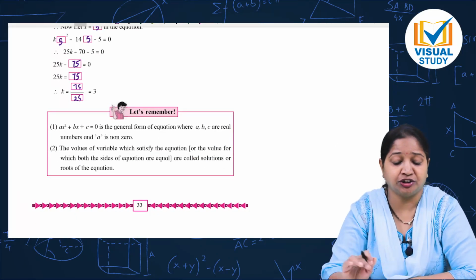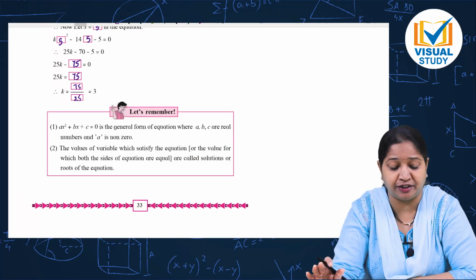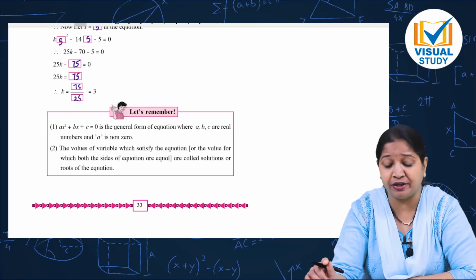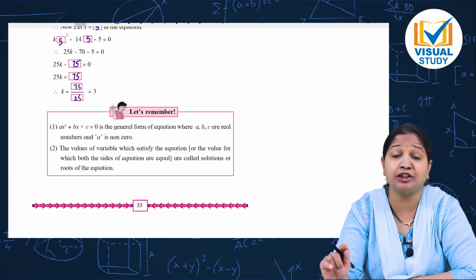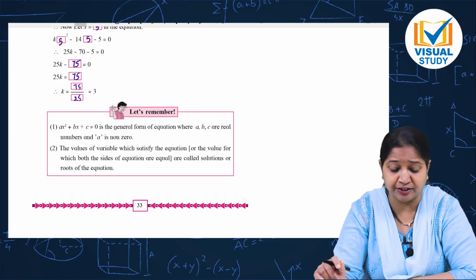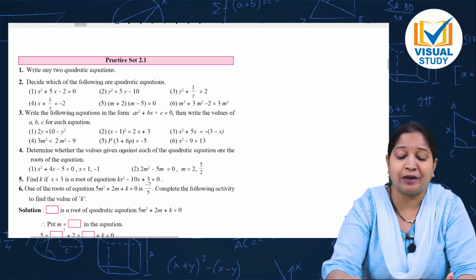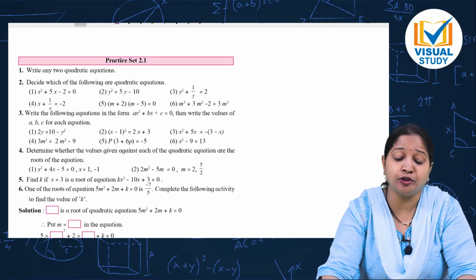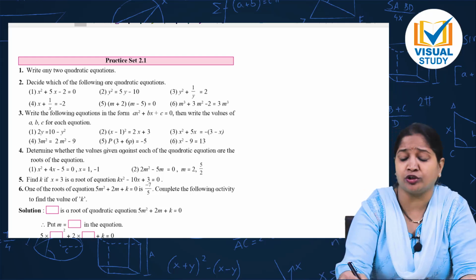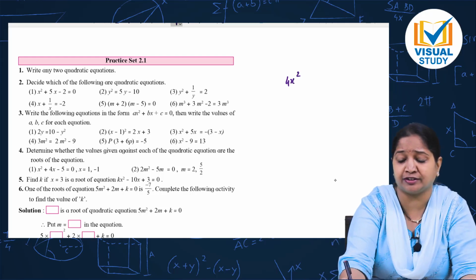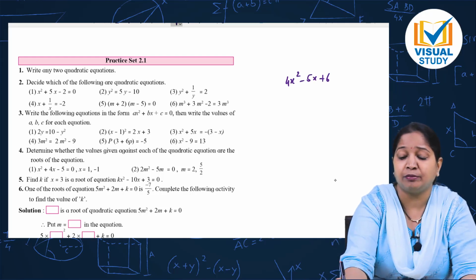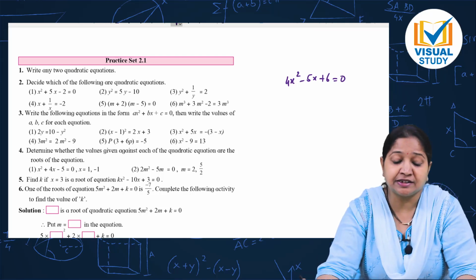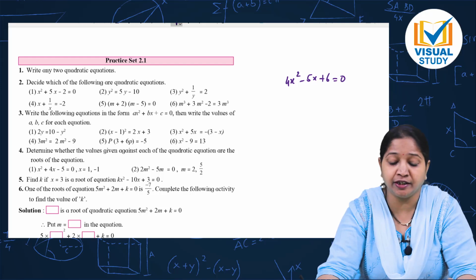So your general form of the quadratic equation is ax square plus bx plus c, where a and b are real numbers, where a should not be equal to 0. Okay, we'll see now the practice set, that is 2.1. Question first is write any two quadratic equations. You can write any two quadratic equations of your choice, that is 4x square minus 5x plus 6 equal to 0. Any quadratic equation.